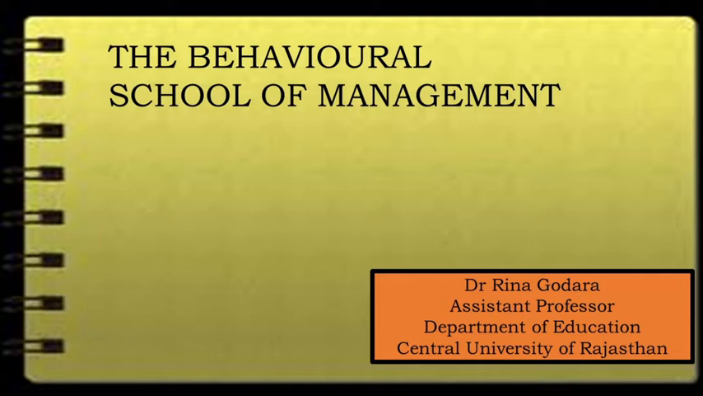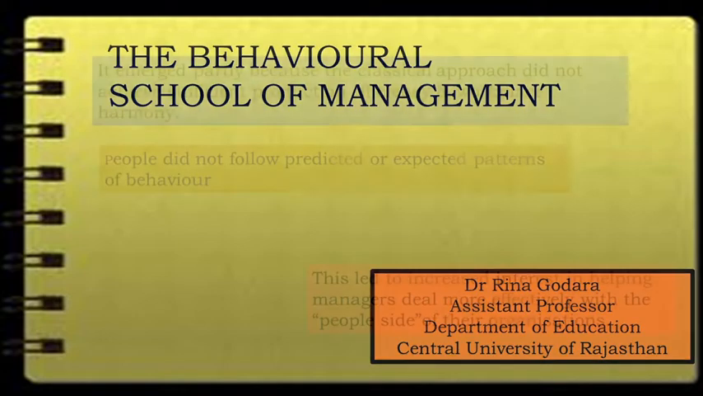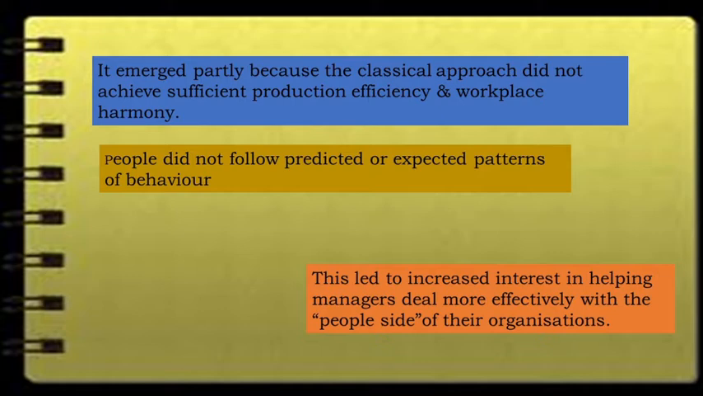So in the earlier sessions we had discussed the classical management theory, wherein we had discussed the scientific management theory as well as Max Weber's bureaucratic management theory. And we had seen that at that particular point of time, the more focus was given on productivity. So, productivity was the main focus during those days.